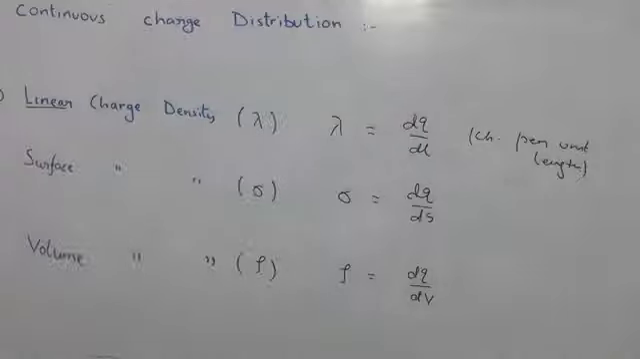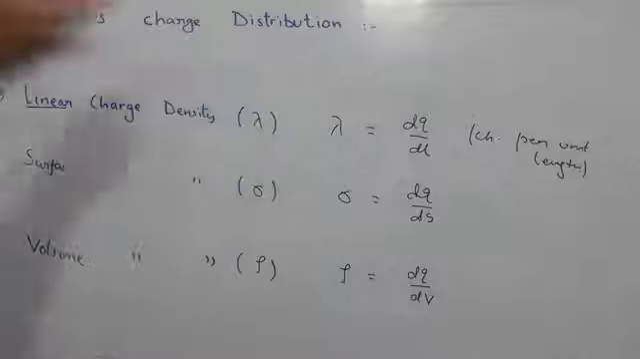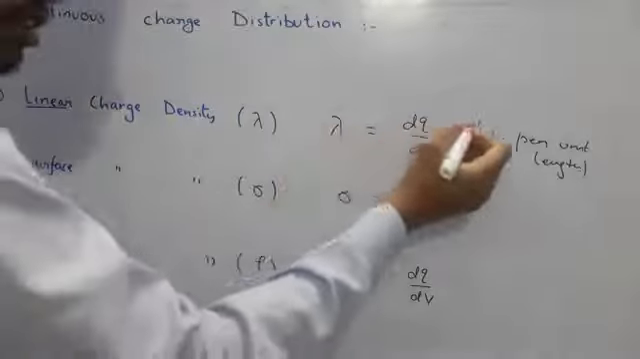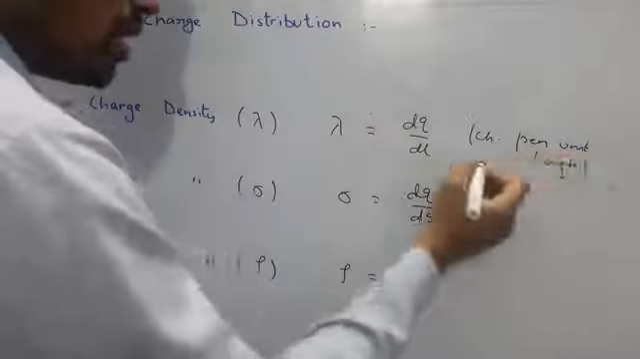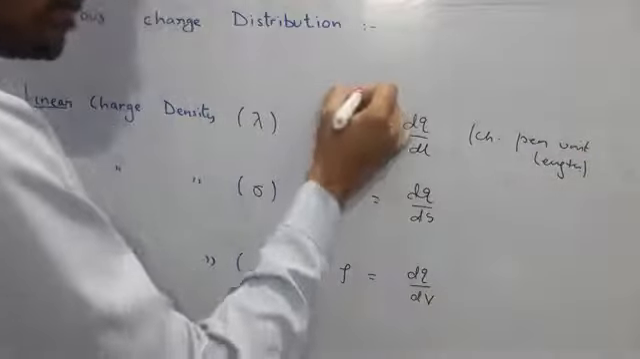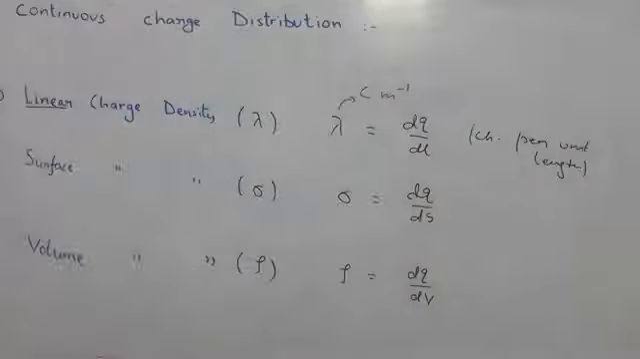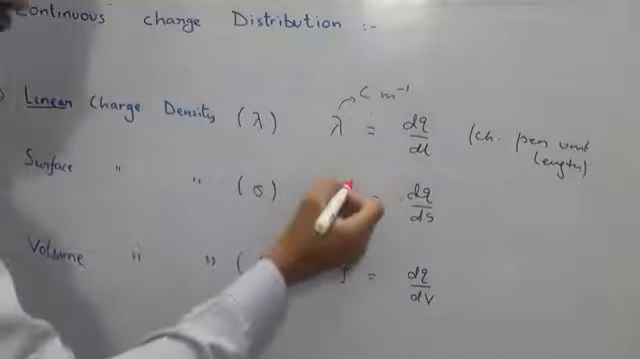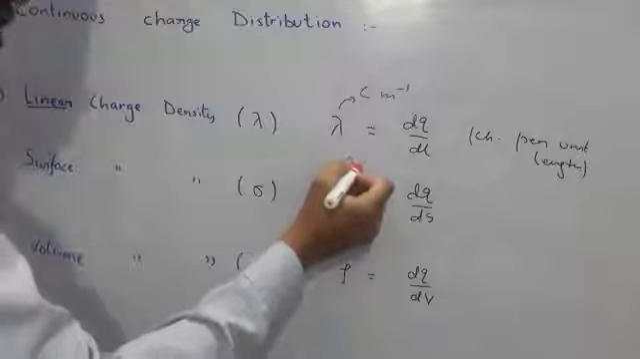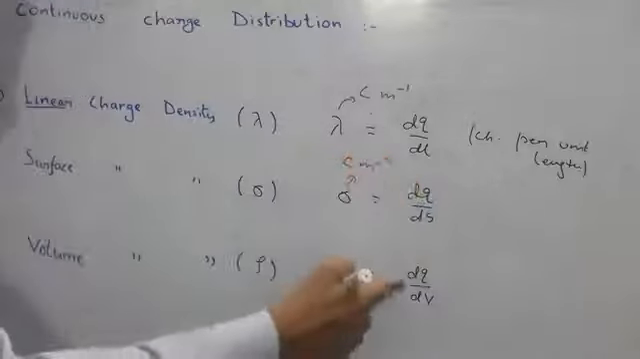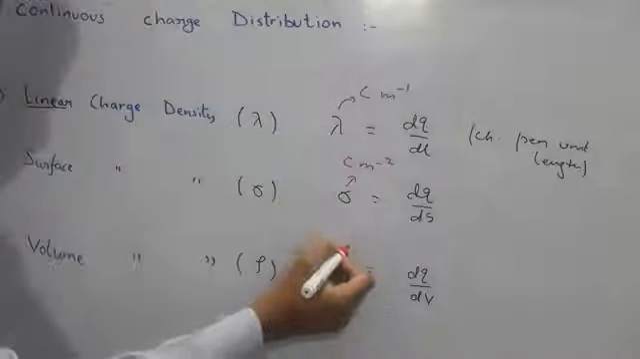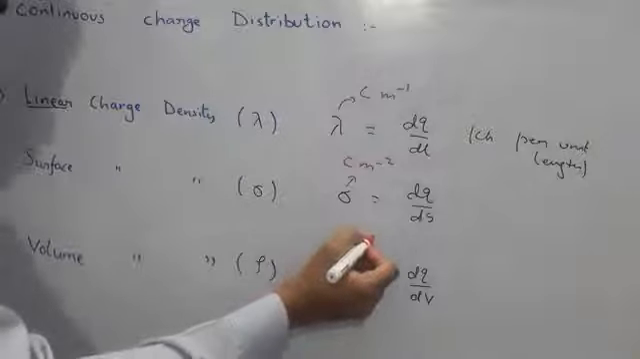Let's see the units quickly. So dq upon dl is lambda, charge per unit length. So its SI unit will be how much, students? It will be coulomb per meter. Then we have sigma, charge per unit area. Its SI unit will be coulomb per meter square, and here we will have coulomb per meter cube.